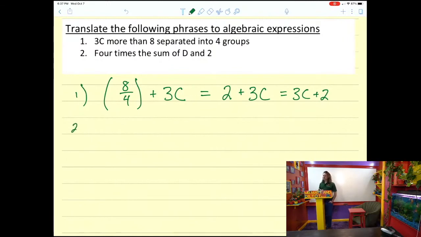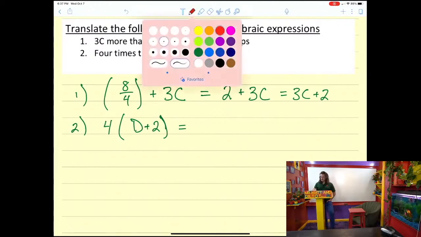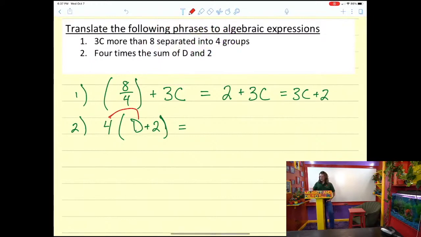Number 2, 4 times the sum of D and 2. So the sum of D and 2 implies parentheses, that it's its own quantity. So we're going to have 4 times D plus 2. You can't add the D and the 2 together because one's a variable and the other's a constant. But you can distribute that 4 within the parentheses. So the 4 is going to be applied to the D and to the 2. So this is equivalent to 4D plus 8.